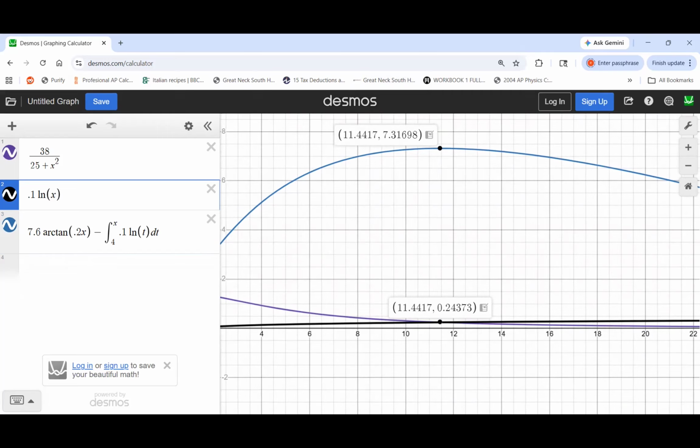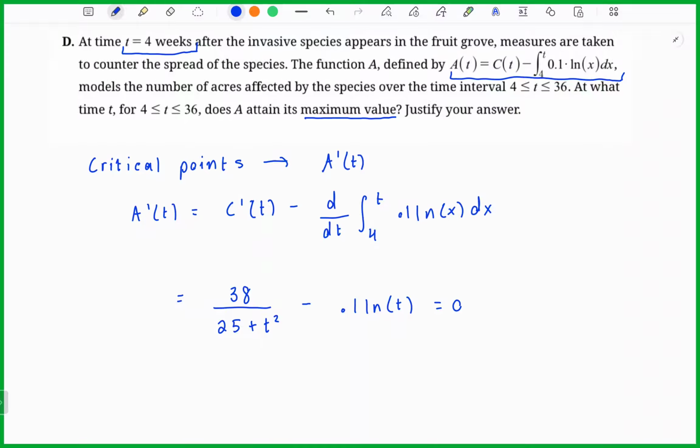And so let's jump right back. It seems we're only asked to show the time at which it attains its maximum value and not the actual maximum value. And so we can say t is equal to 11.4 weeks. And with that, we finished problem 1.